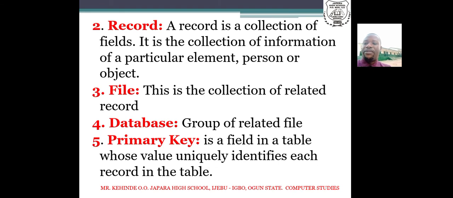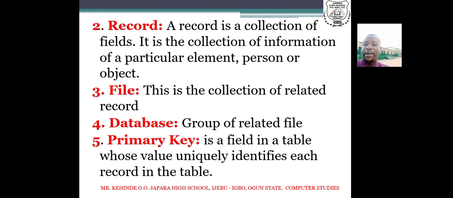Then we have record. What is a record? A record is a collection of fields. That is, if we gather all our fields together, it becomes a record. It is the collection of information of a particular element, person, or object. Then we equally have file. File is a collection of related records. We have database. Database is a group of related files.